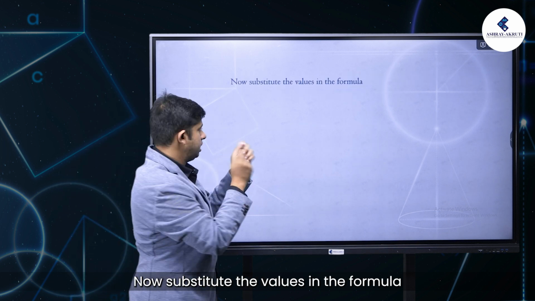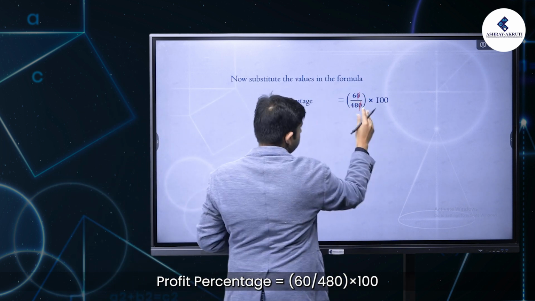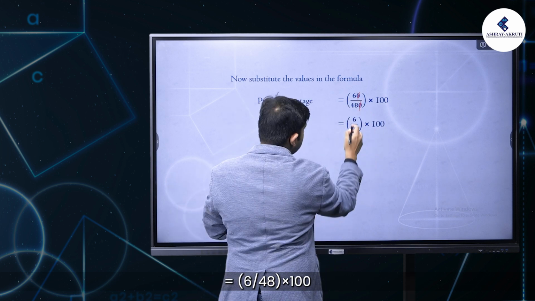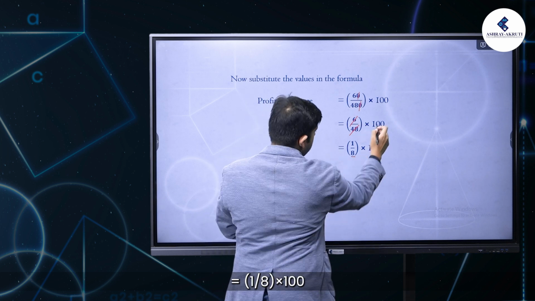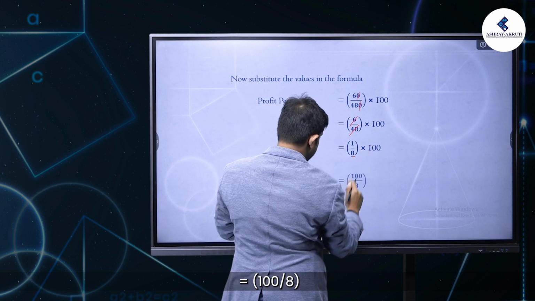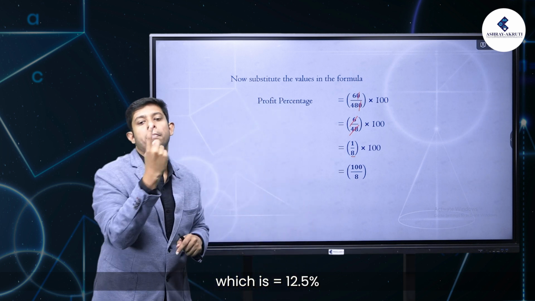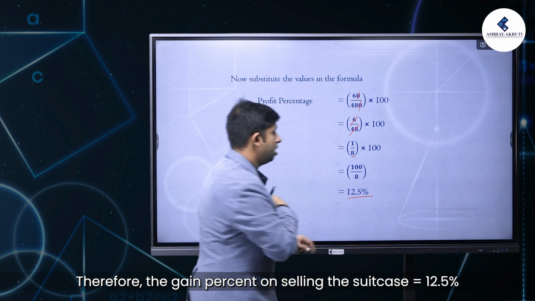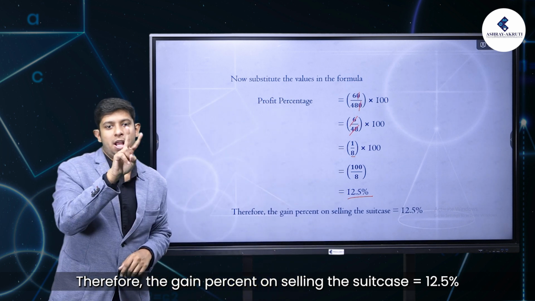Now substitute the values in the formula. Profit percentage equals 60 by 480 into 100, 6 by 48 into 100, 1 by 8 into 100, 100 by 8, which is equal to 12.5%. Therefore, the gain percent on selling the suitcase is equal to 12.5%.